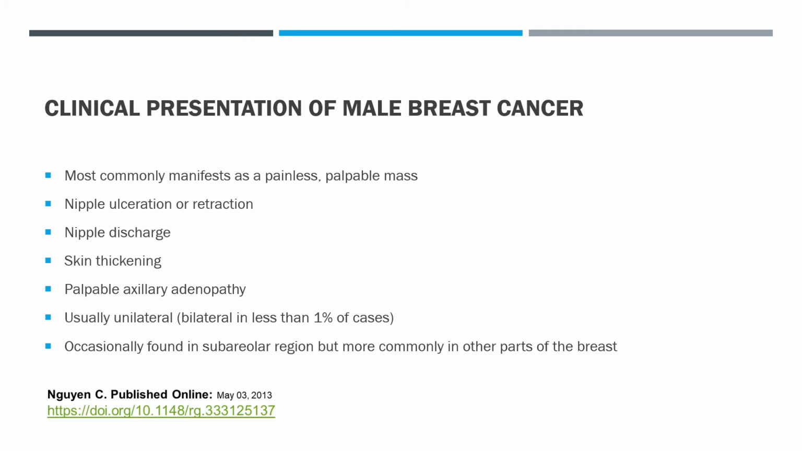Clinical presentation of male breast cancer can manifest as a painless, palpable mass. You can have nipple ulceration or retraction, nipple discharge, skin thickening, palpable axillary adenopathy, usually unilateral, but you can have bilateral in less than 1% of cases. Occasionally in the subareolar region, but more commonly, like we said, in other parts of the breast.